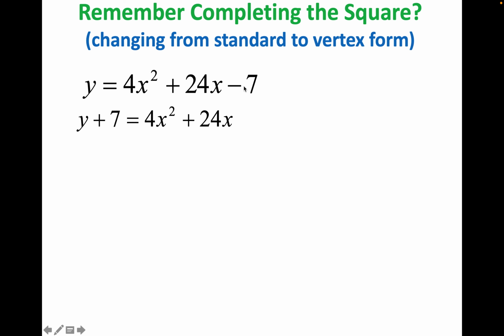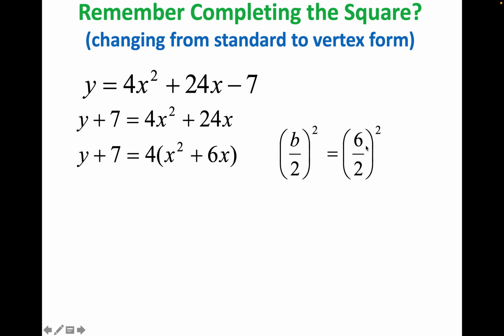Here we go. Move the 7 over first. Looking at this, it is not a 1, so we're going to factor it out. Here's 4 factored out. So this has been divided by 4, so has this. It turns into a 6. Now we can do b over 2 squared for this. 6 over 2 squared is 9. We're going to add 9 inside here to create a perfect square.